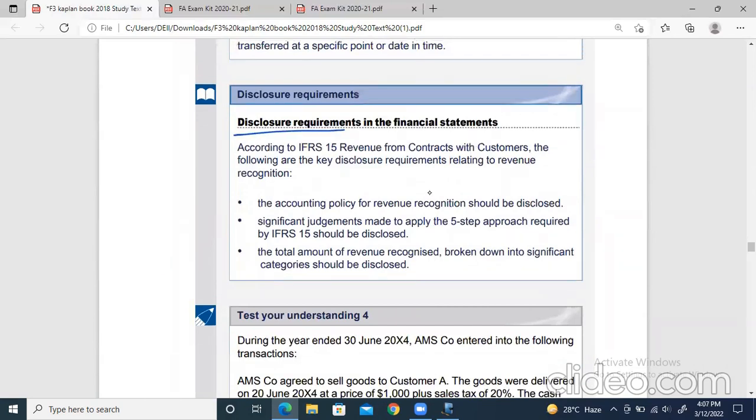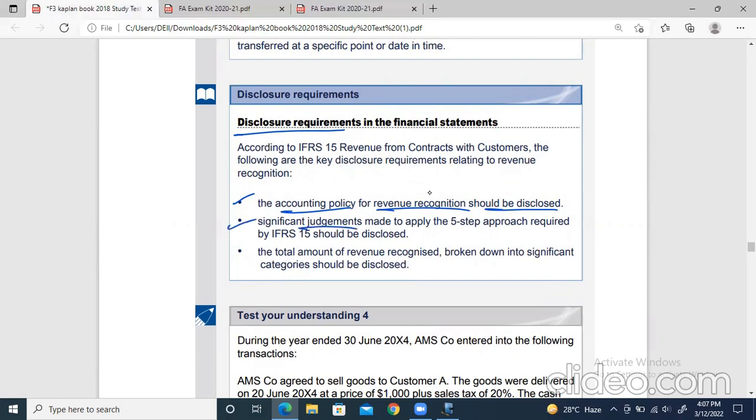Disclosure requirements. So again, what are the disclosure requirements? What items do we need to tell the shareholder? First of all, accounting policy for revenue recognition should be disclosed. Like what policy did we use? Did we actually use IFRS 15? How did we account for it?